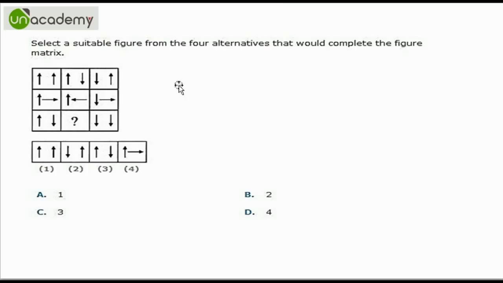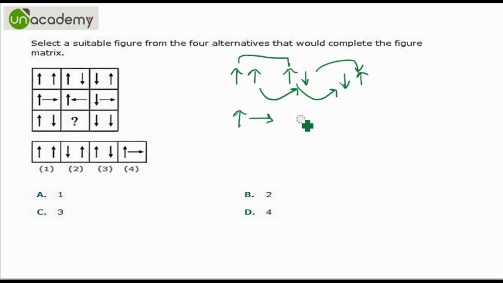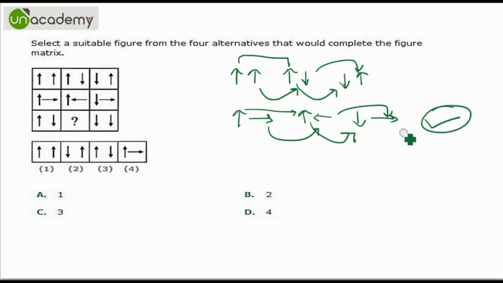Let us see one more example. Here it is. We see that in the first row these are the 3 column figures. This arrow gets inverted and inverted again. This arrow is same and then it gets inverted. So let us see if this is the same thing that's happening in second row also or not. This arrow gets inverted and inverted again. This is retained and then gets inverted. Correct. So we have found our pattern very easily.